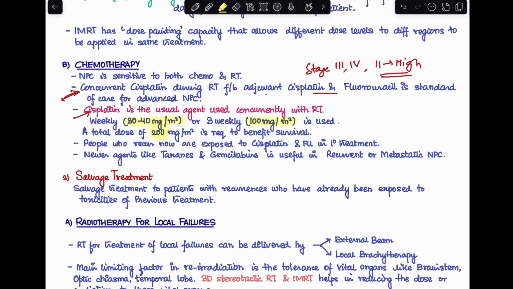So, if after primary treatment, patients end up with recurrence of the disease, they are exposed to cisplatin as well as 5-fluorouracil. Other than this, there are some newer agents that are also used nowadays, like taxanes and gemcitabine, which have been used in metastatic cases and recurrent cases. But however, the main therapeutic agent over here is cisplatin, and then followed by fluorouracil. So that's about chemotherapy. Now, what we have discussed so far is the primary treatment of nasopharyngeal carcinoma.